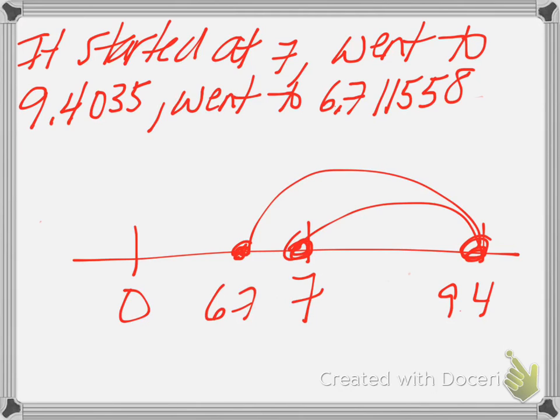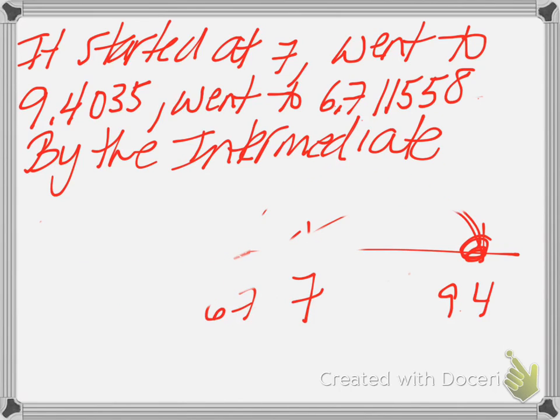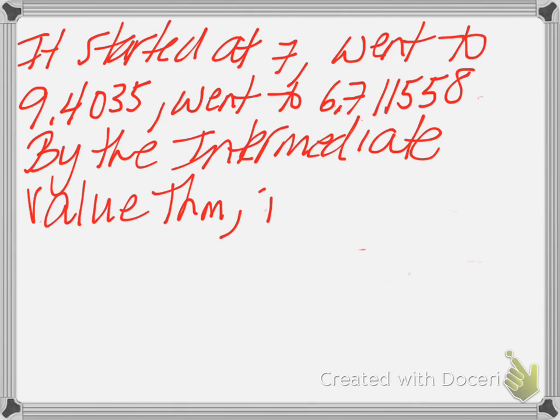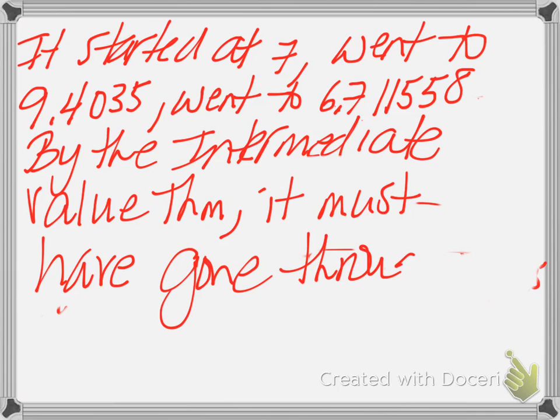It would be impossible. So we would say it started at 7, went to 9.4035, went to 6.71158 by the intermediate value theorem. It must have gone through 7. And that's how they're going to sneak the intermediate value theorem in.